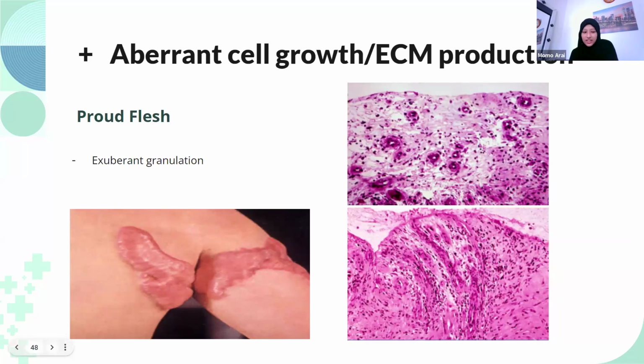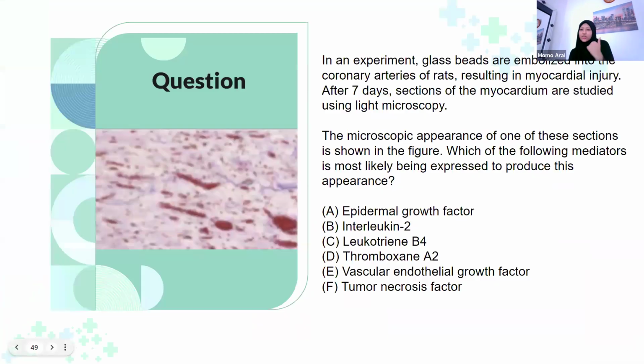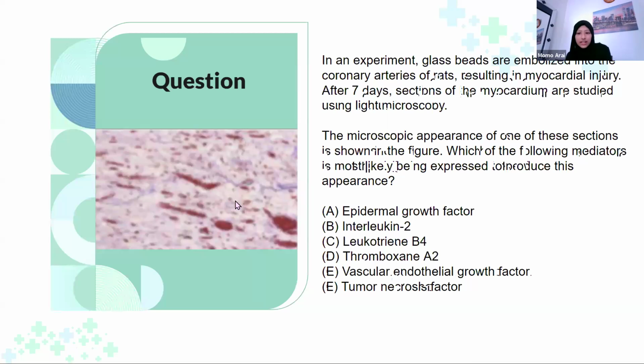These are the differences. Okay, so these are the questions. This was how the picture was in Robbins. In an experiment, glass beads are embolized into the coronary arteries of rats. This part is not as important, but basically they're studying the heart cell under light microscope. Microscopic appearance is shown here. Which of the following mediators is most likely being expressed to produce this? First of all, what is this? And what growth factor is mostly involved?